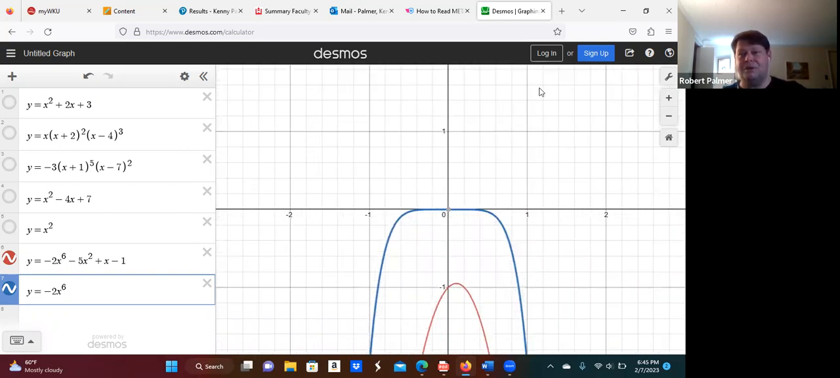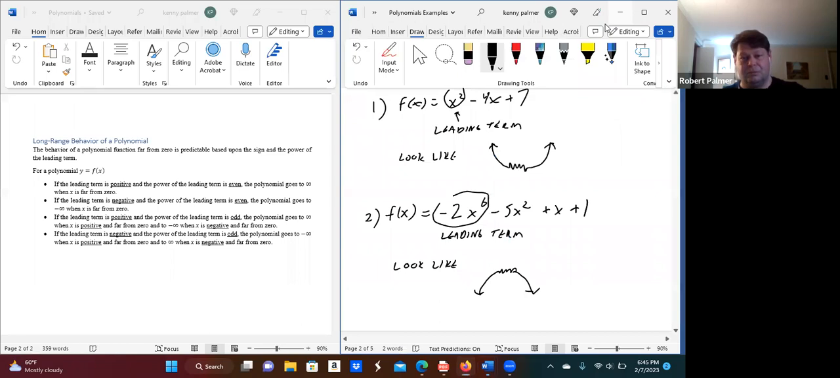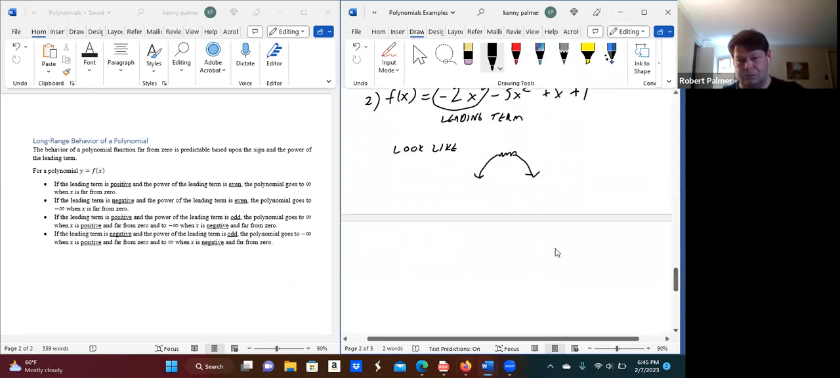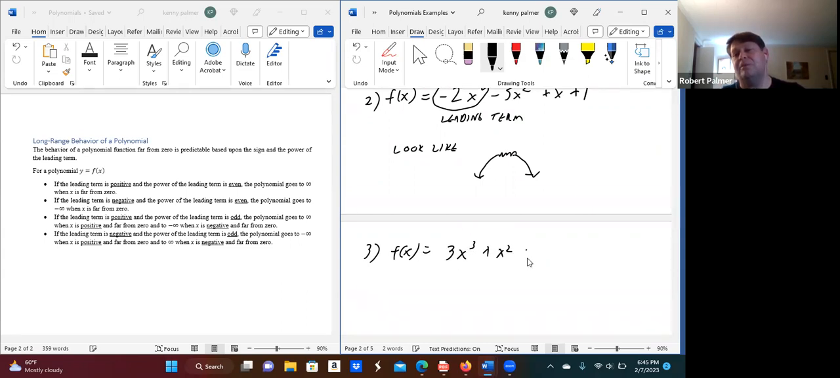Okay, let's look at another one. Now, this time let's do an f of x with an odd power. So how about we do 3x cubed plus x squared plus x. Okay.